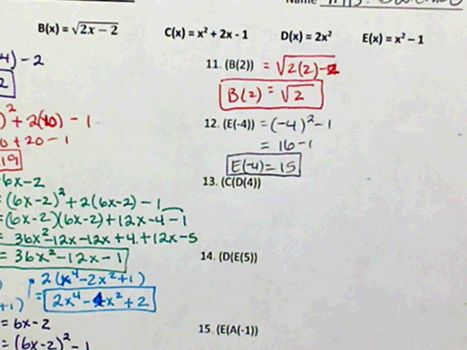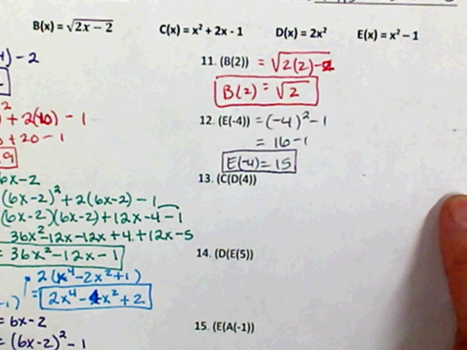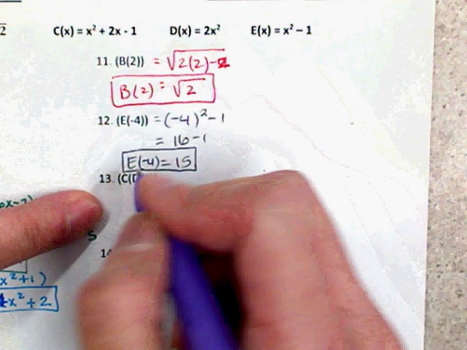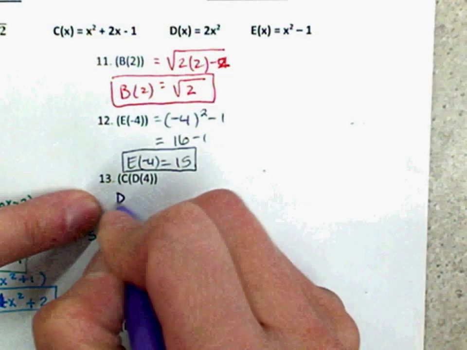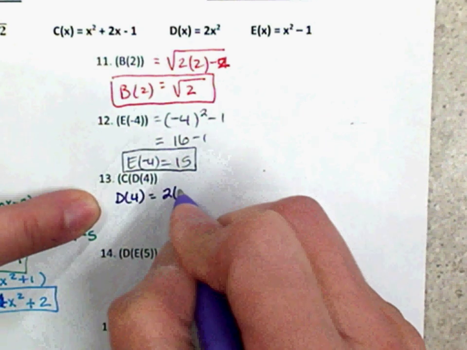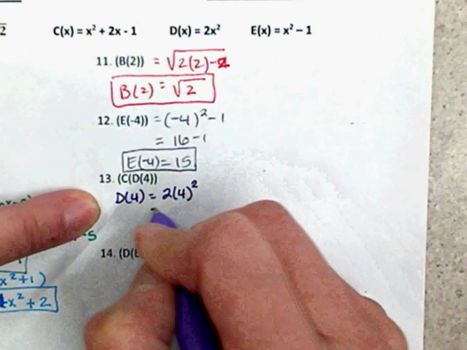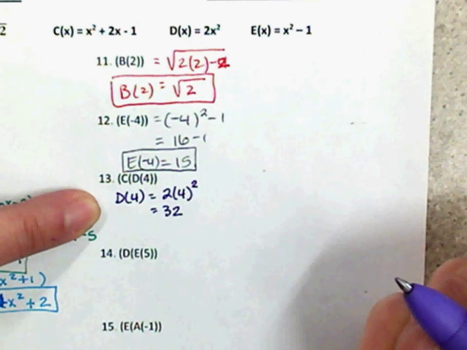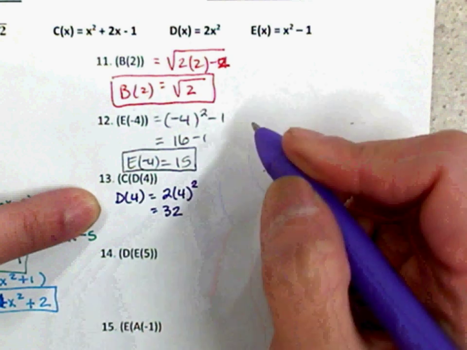Number 13, I'm going to start here and try to finish over here. Some of you might want different sheets of paper to do your math. All right, so we're going to start off with D first. Start inside out, so I'm going to substitute 2 times 4 squared, which comes out to be 16 times 2, which is 32. Now I'm going to plug that in into C.